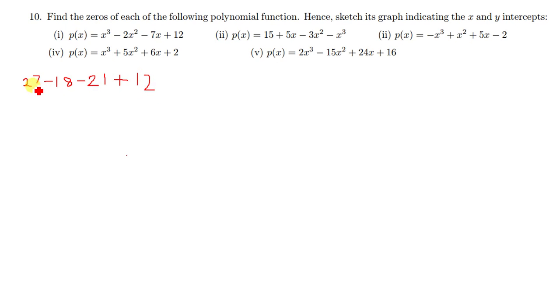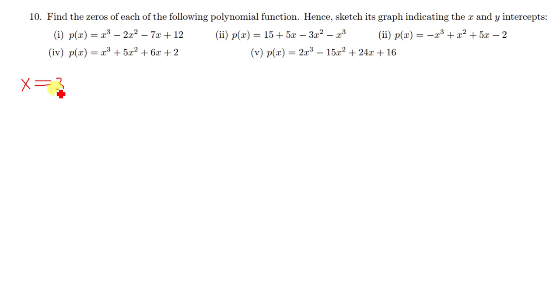So when you add this, 27 minus 18, that is 9. 9 minus 21, you get negative 12, plus 12. This will give us a 0. So meaning our value of x that we need there is just 3.